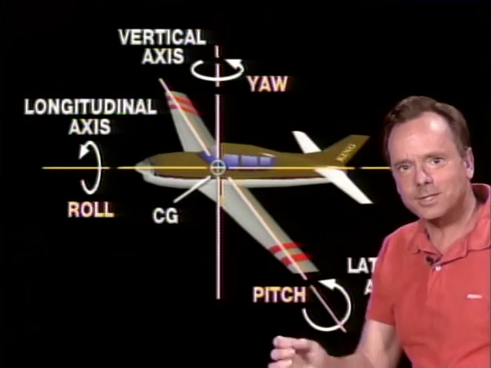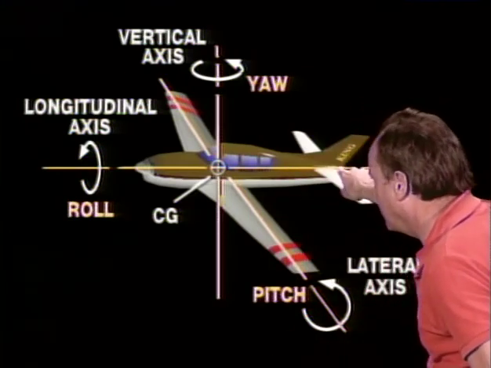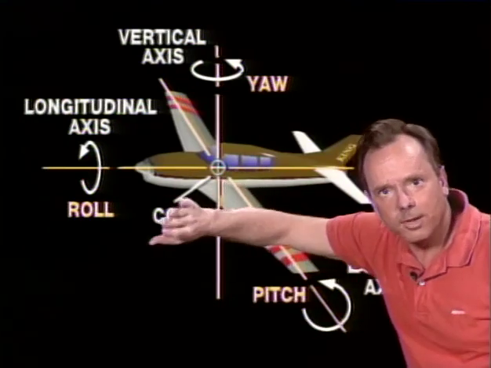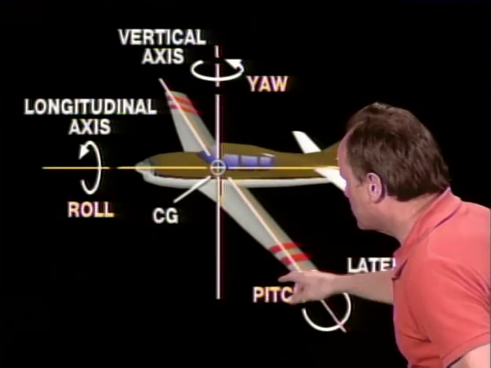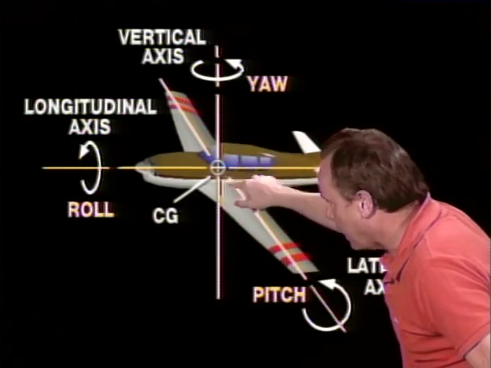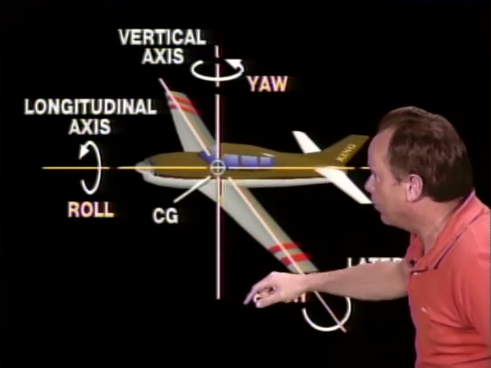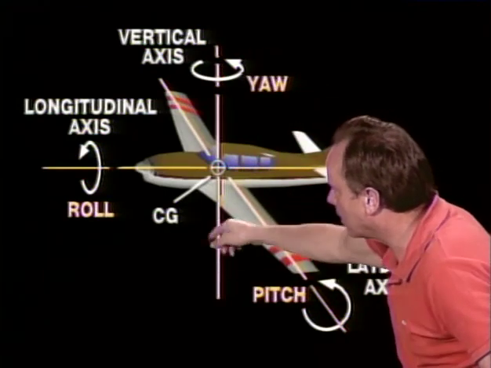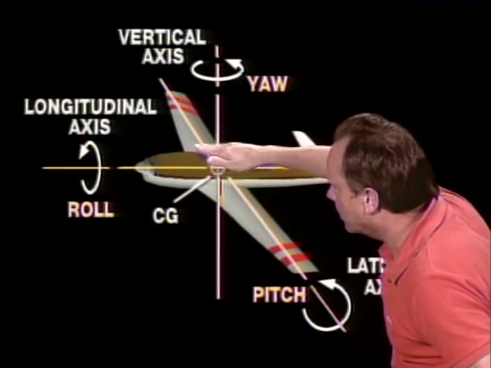So we have two of the axes done already. We have the longitudinal axis, which goes from the tail of the airplane to the nose of the airplane, passes through the center of gravity, and the airplane rolls about the longitudinal axis. We have the lateral axis, which goes from wingtip to wingtip, passes through the center of gravity, and the airplane pitches about the lateral axis. And we have the last one we haven't covered, the vertical axis, that goes from the floor of the airplane to the ceiling of the airplane, and the airplane yaws about the vertical axis.